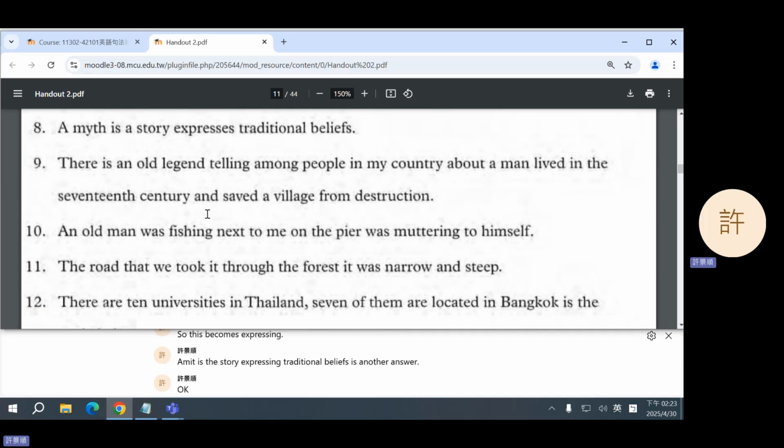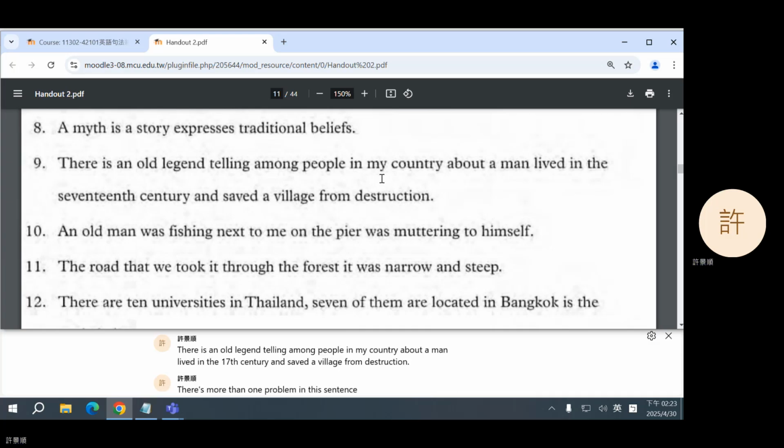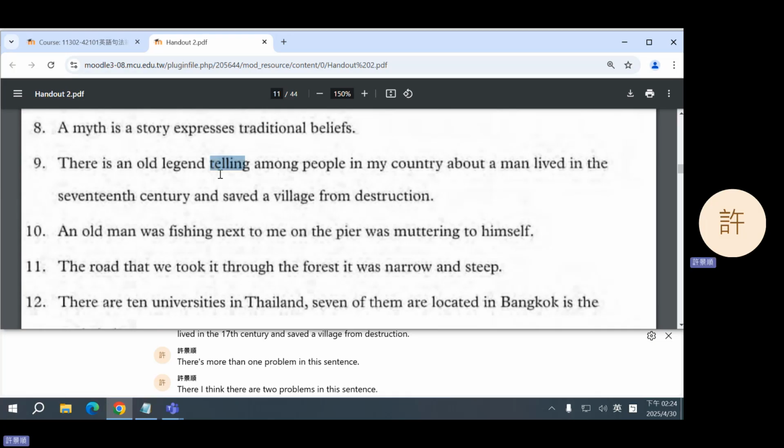Okay, number 9. There's an old legend telling among people in my country about a man lived in the 17th century and saved a village from destruction. There's more than one problem in this sentence. I think there are 2 problems in this sentence. Okay, yeah, that's wrong. How should we fix this? Told. Yes, told is the one. Because the full answer is there's an old legend that is told. And then we can take out the that is.